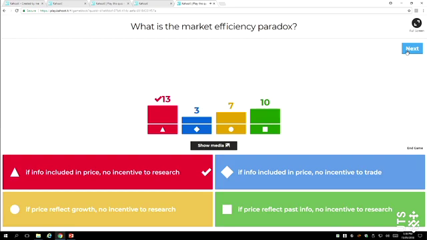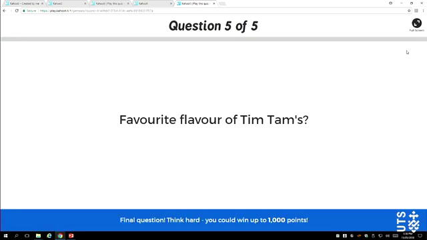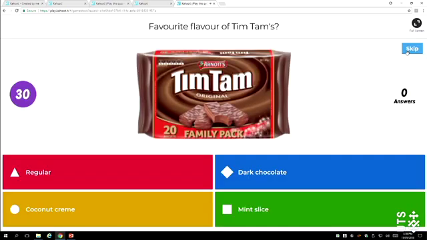Yes, the paradox is basically if we assume all the information out there is already in prices, there's no point for us to look for undervalued or overvalued assets. This is a typical exam question.